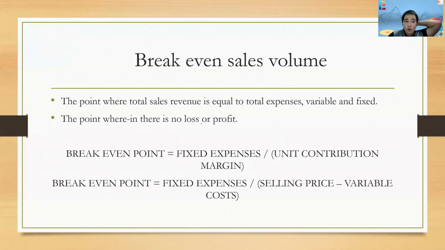And then break-even sales volume. So the point where total sales revenue is equal to your total expenses, or in other terms, this is the point wherein you have no loss and no profit. It is very crucial because you need to identify what sale or volume should you sell for you to have no loss lang yun. Okay? So break-even point is defined as fixed expenses over the unit contribution margin. In other terms, that is fixed expenses over the selling price minus the variable cost.